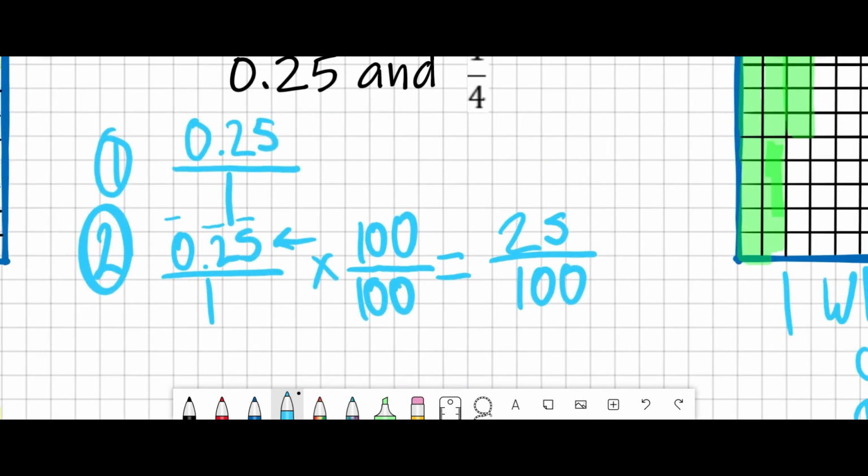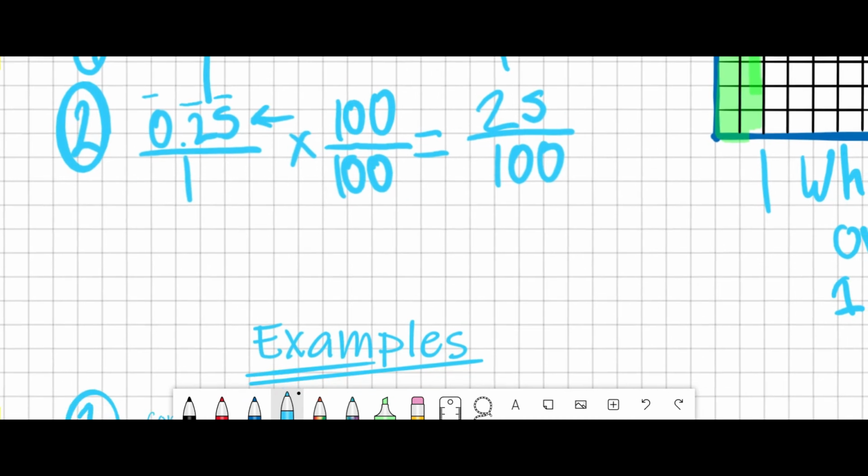But wait, this 25 over 100 doesn't look like 1/4 up there. So all we have to do is just simplify it. So 25 divides by 5 and 100 divides by 5. So that would give us 5 over 20. But you can still simplify it. 5 divides by 5 and 20 also divides by 5. That would give us 1 over 4.